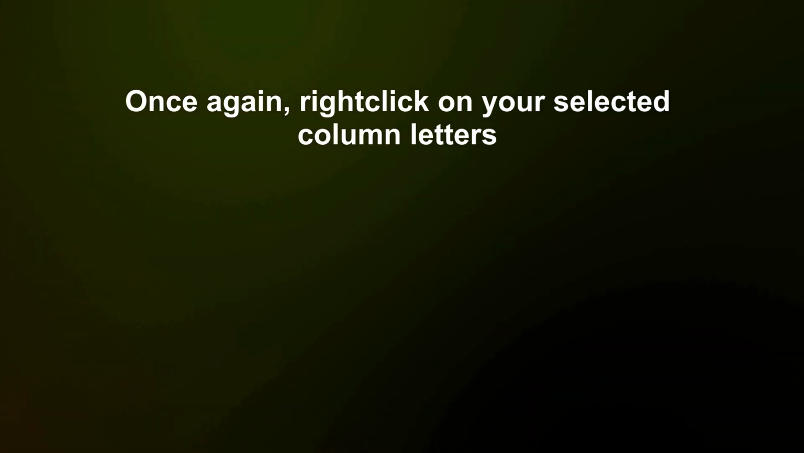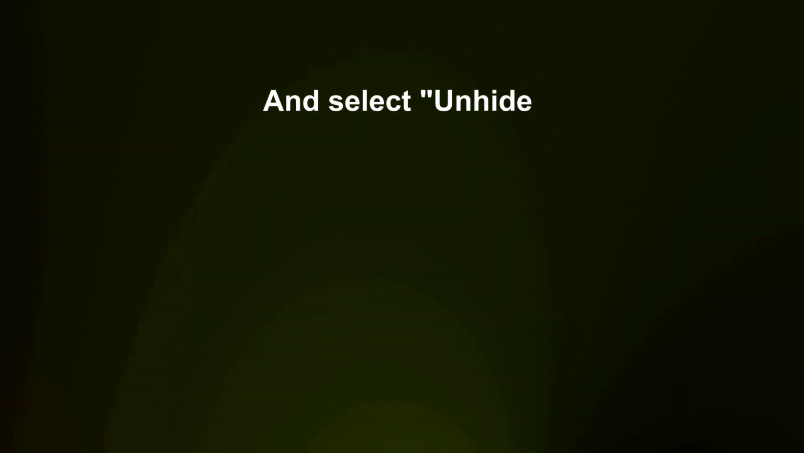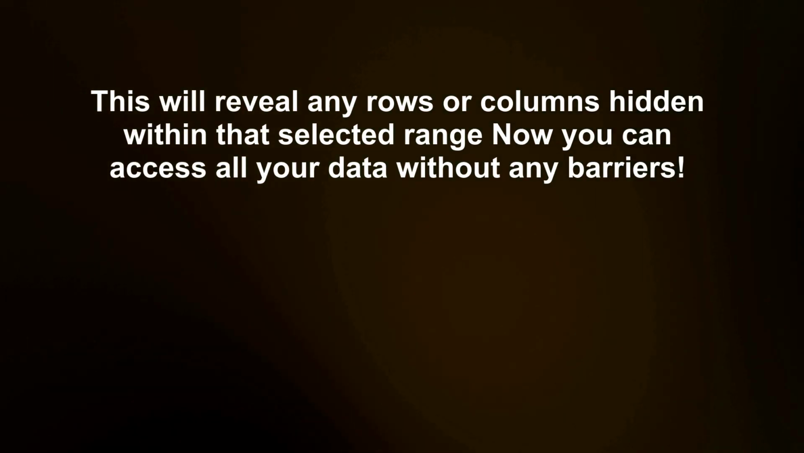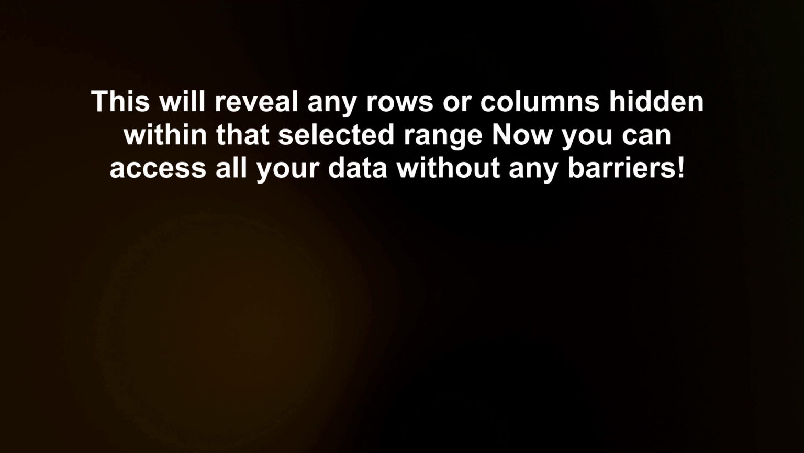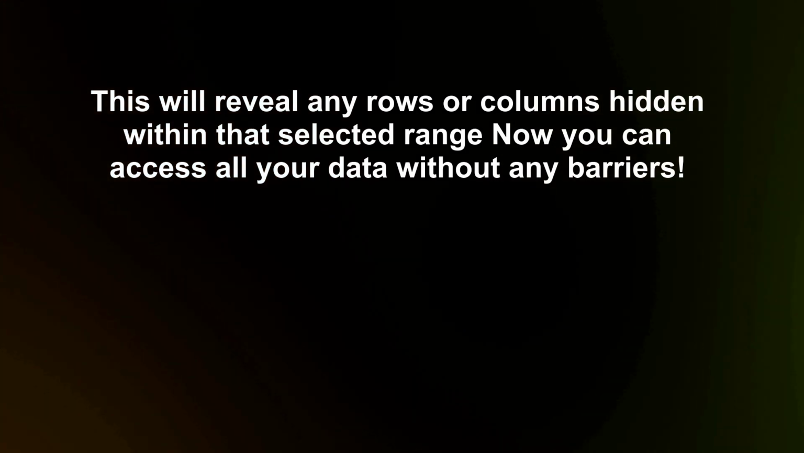Once again, right-click on your selected column letters and select Unhide. This will reveal any rows or columns hidden within that selected range. Now you can access all your data without any barriers.